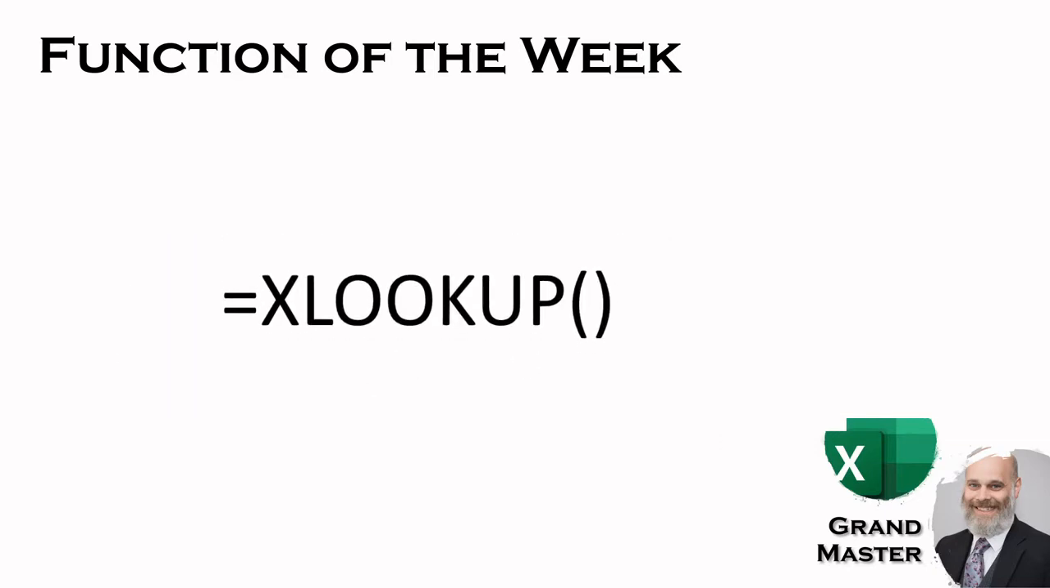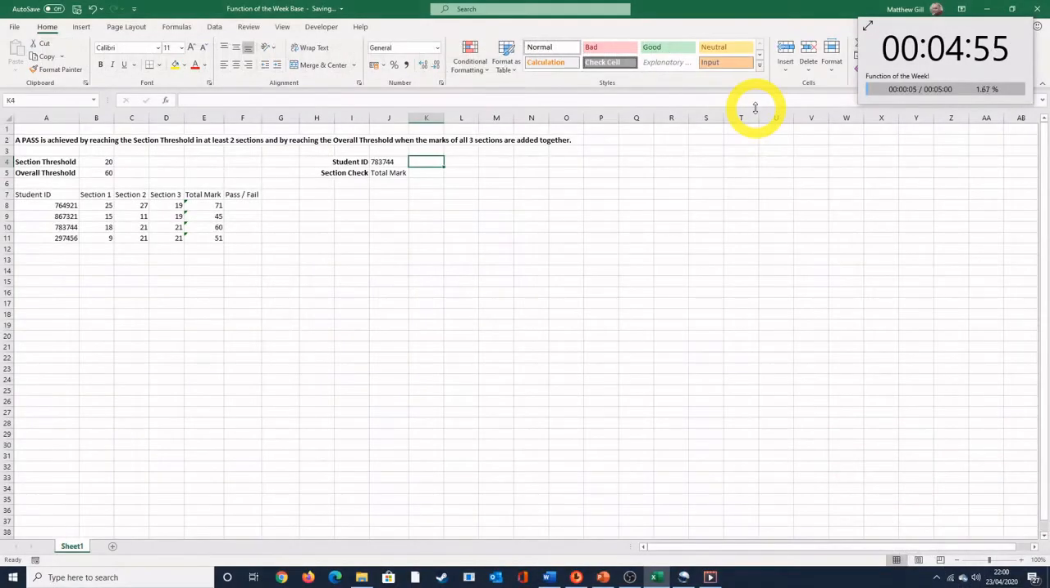Okay, so our first function of the week is XLOOKUP. Now this is a new function and it's only available in Office 365. So if you have another version of Office, this isn't going to work. This is essentially a replacement for VLOOKUP, HLOOKUP and index match. Okay, so I've got 5 minutes to demonstrate XLOOKUP to you. This is a really great, versatile function and I'm really excited to use it.